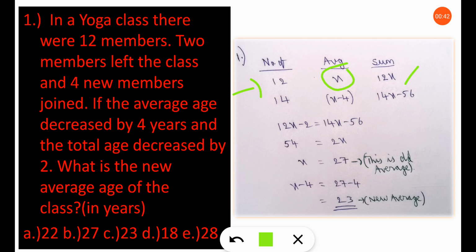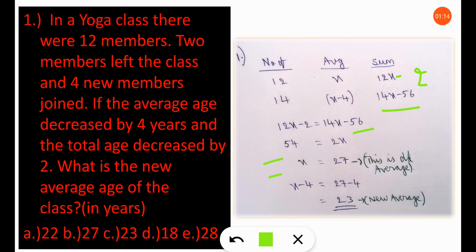Later 2 members left the class and 4 members joined, so the class's new strength is 14 members and the average was decreased by 4 years, so we have written x minus 4 and the sum will be 14 into x, 14x, 14 into minus 4 is minus 56. It is also given that the total age was decreased by 2 years. So we'll take 12x minus 2 equal to 14x minus 56.